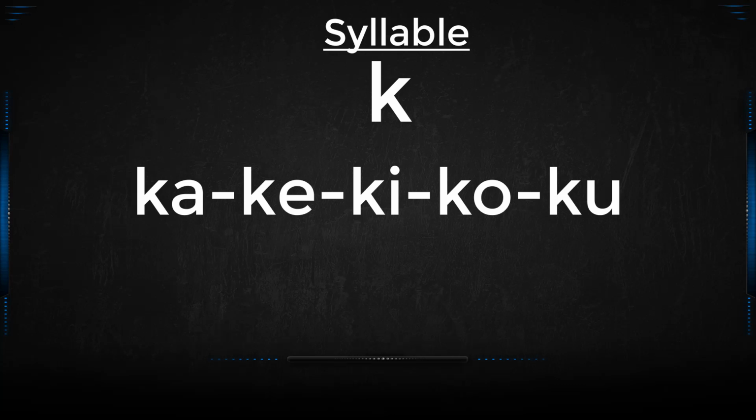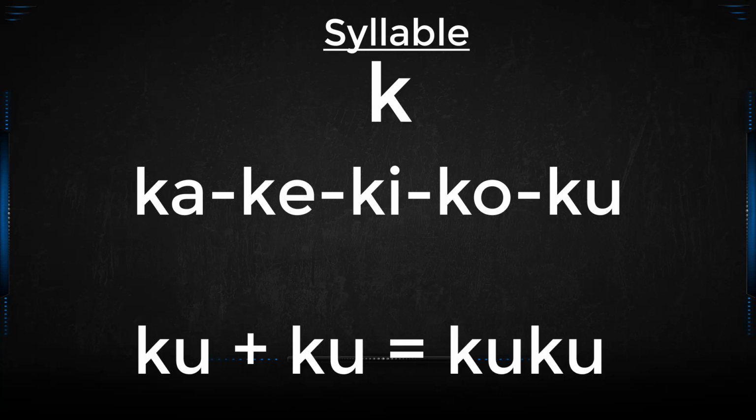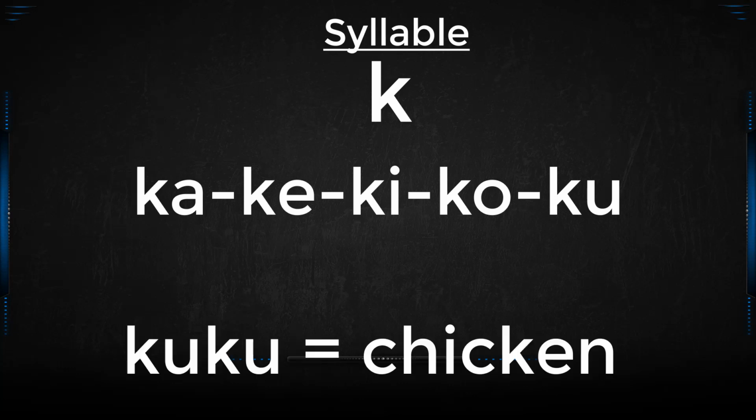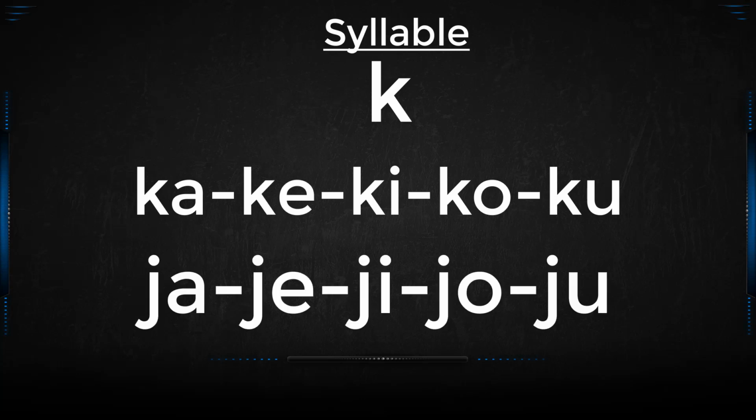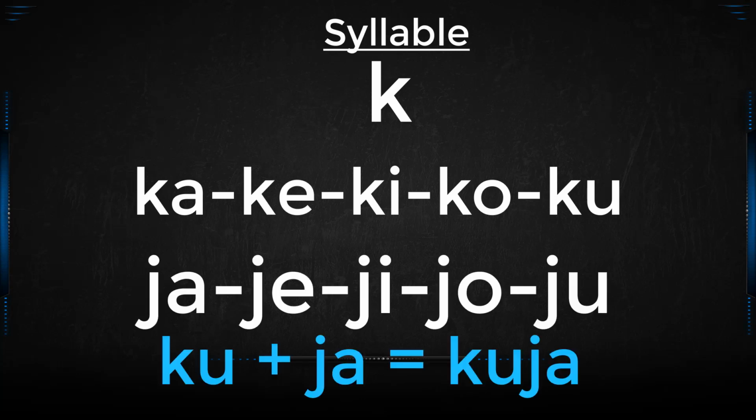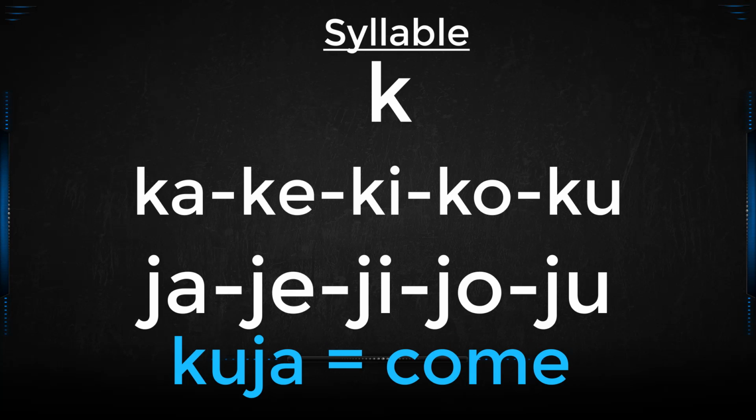A simple example is chicken. Chicken is you take ku plus ku, it forms kuku. Kuku is chicken. Then if you're taking from different consonants, let's have ku plus remember ja, je, ji, jo, ju. So we take ja. So ku plus ja, it forms kuja, which simply means come.